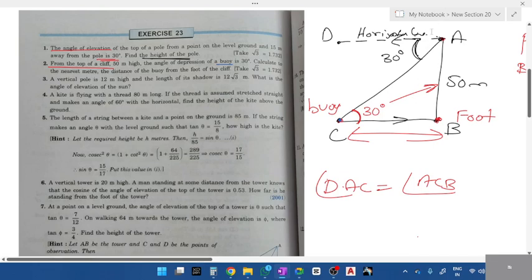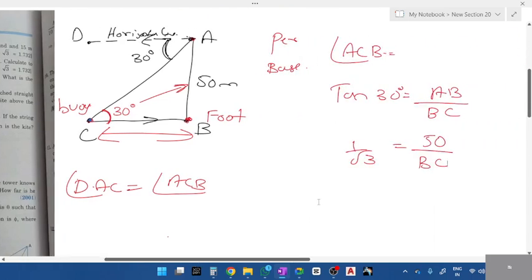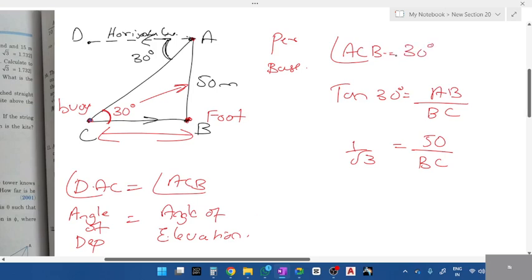Elevation. How are they related? Which concept? Interior angles. So write this: angle DAC is equal to angle ACB. You have to mention angle of depression is equal to angle of elevation. Then write ACB is 30 degrees. Therefore, ACB is 30 degrees. That's it.